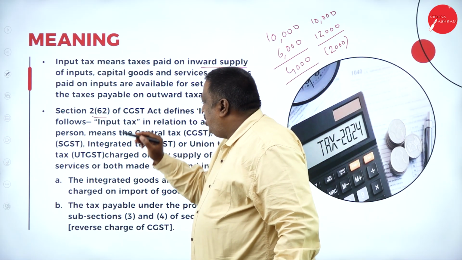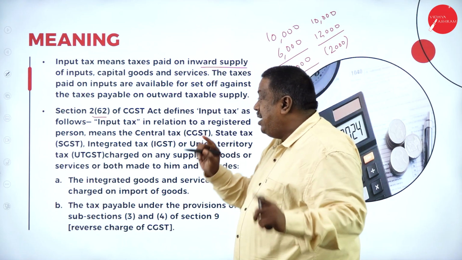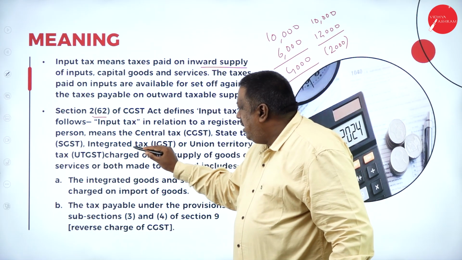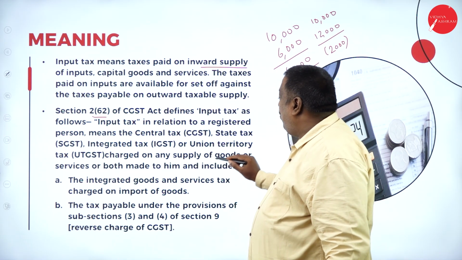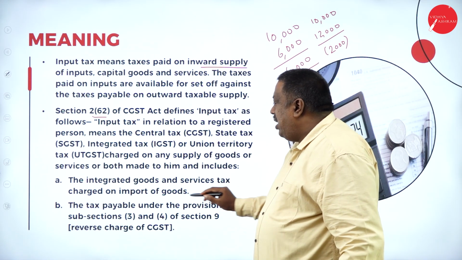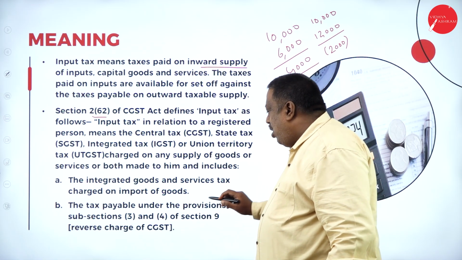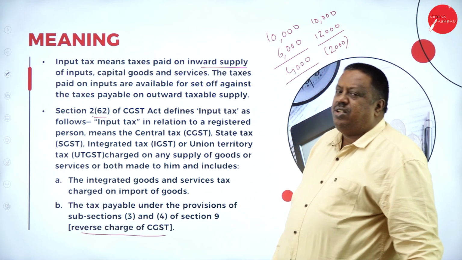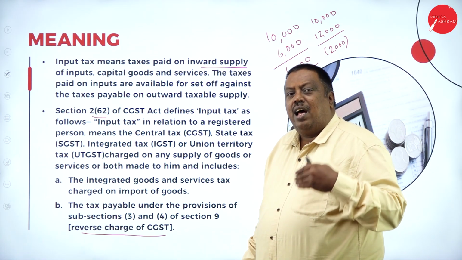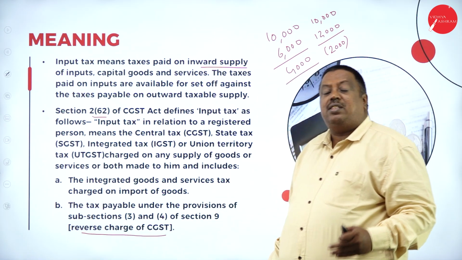According to Section 2, subclause 62, the CGST Act defines input tax as follows. Input tax in relation to a registered person means central tax, state tax, integrated tax or union territory tax charged on any supply of goods or services or both made to him, and includes the integrated goods and service tax charged on import of goods, and the tax payable under the provisions of subsection 3 and 4 of section 9 under reverse charge of CGST. If you have paid the tax at the time of purchase, that is inward supply of goods or services.